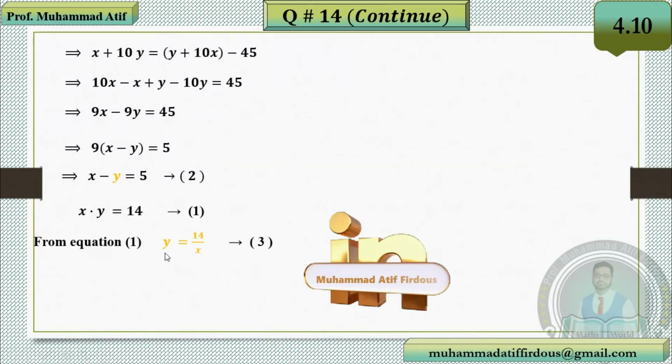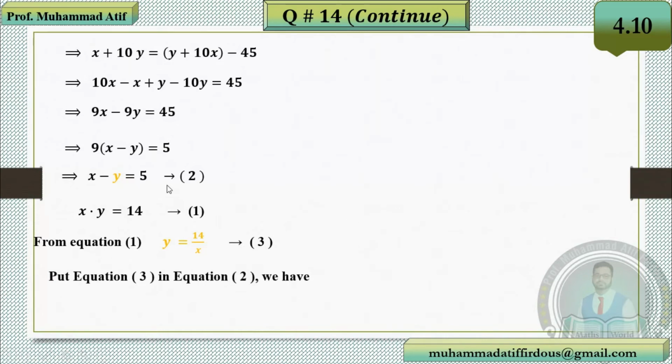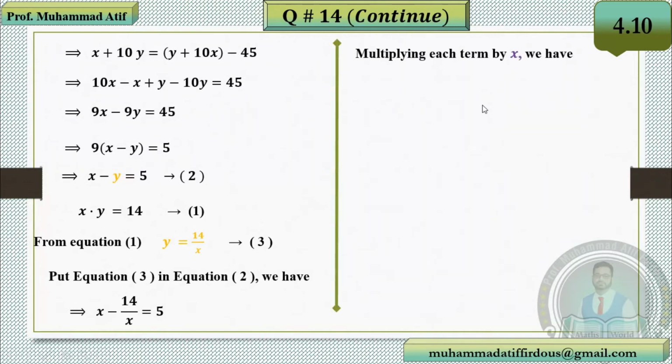From equation 1, by the substitution method, y is equal to 14 over x. Put the value of y from equation 1 into 2. So put equation 3 into 2 by taking the LCM, or multiplying each term by the LCM on both sides. After simplifying or cancellation, we have x square minus 5x minus 14 is equal to 0.